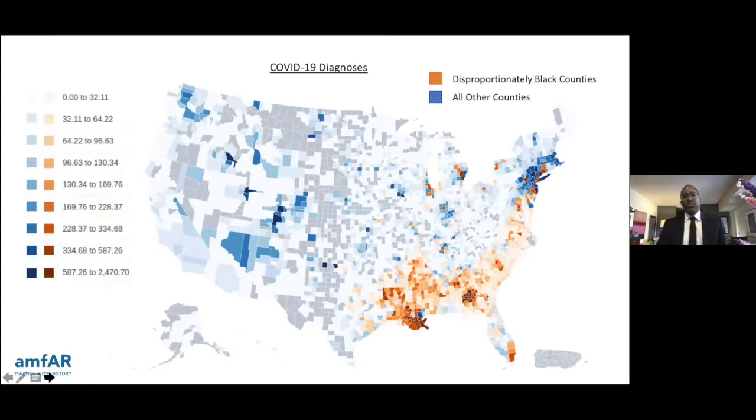So this here is a map of COVID-19 diagnoses per April 13th data in the United States. The blue represents what's taking place in all other counties of the US. The orange is taking place in disproportionately Black counties in the US. This represents about 677 counties in the US that are disproportionately Black. And as you can see, 91% of them were concentrated in the southern United States.